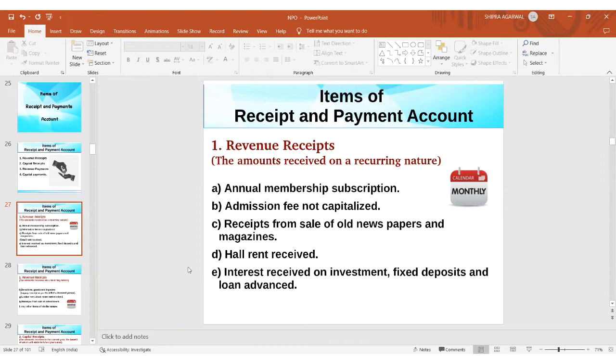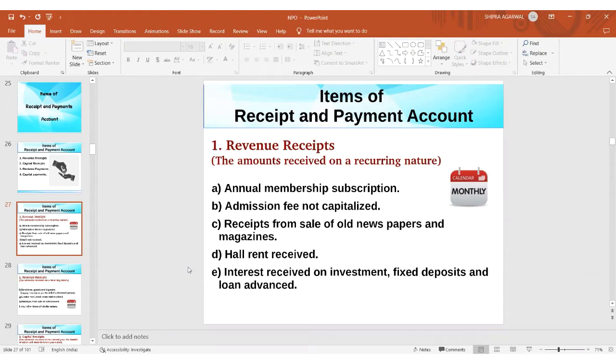That means you keep on getting these amounts repeatedly at regular intervals, maybe monthly, maybe half yearly, maybe annually, whatever may be the situation. Such revenue receipts could be in the form of annual membership subscription, or maybe the admission fee, which is not to be capitalized, because some organizations say that the admission fee is not to be capitalized, and some organizations capitalize it because they say that it is just a one-time payment, so it is not of a recurring nature. So as a result, we can capitalize it. So it depends upon how you deal with it, right?